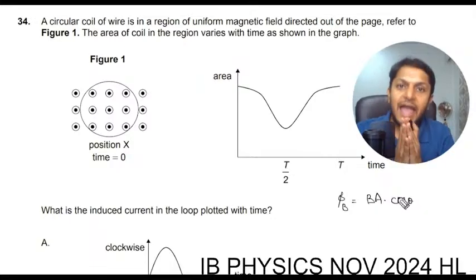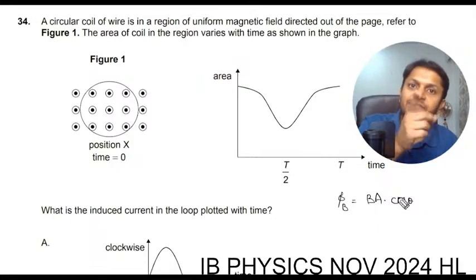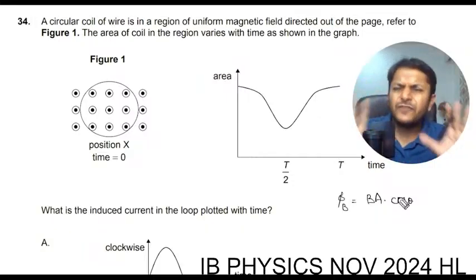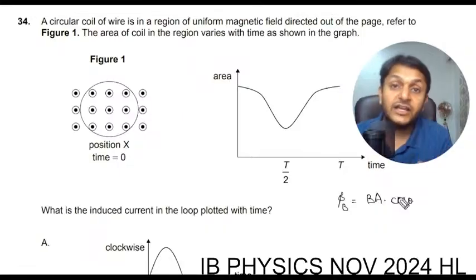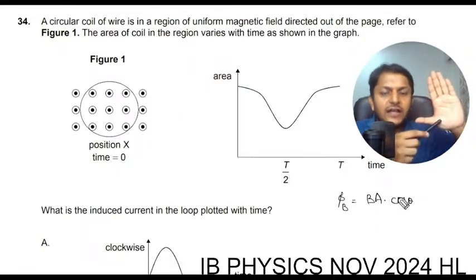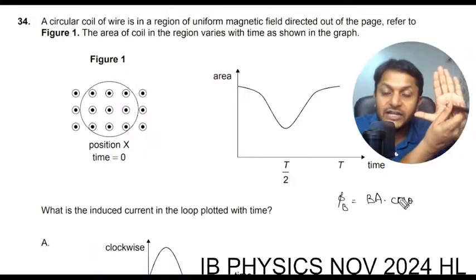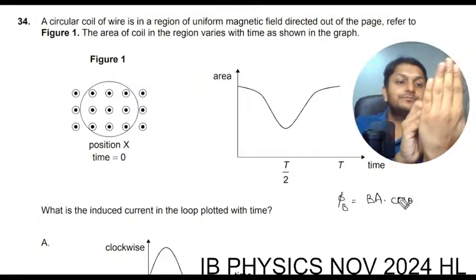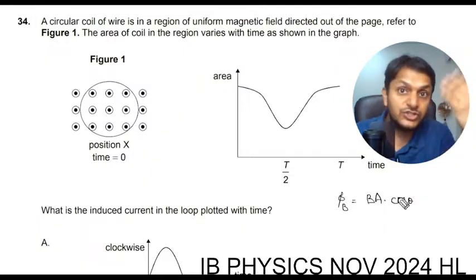Theta is the angle between the magnetic field vector and the area vector. Be very careful, students: the area vector is perpendicular to the area. So if this is the coil, the area vector is perpendicular to it. It means that in this case, the area vector is also coming towards you.